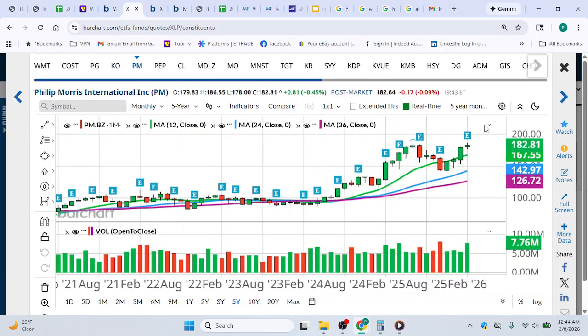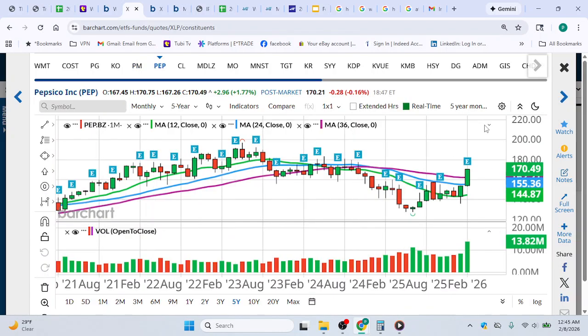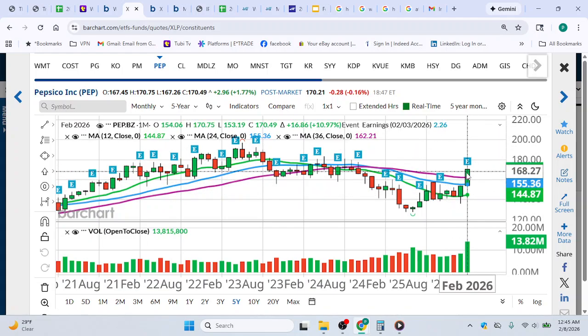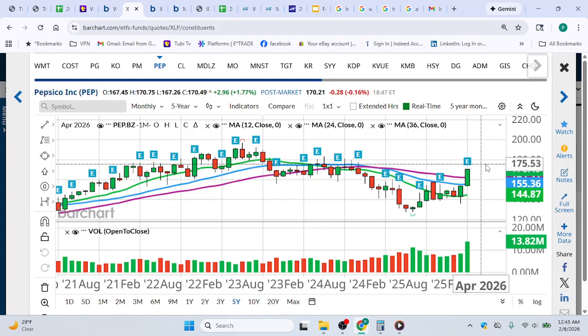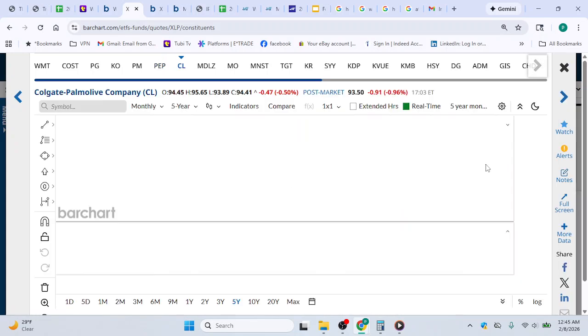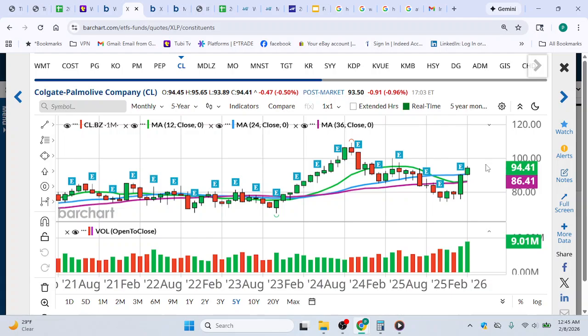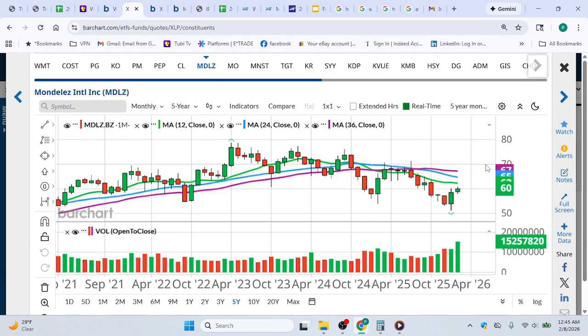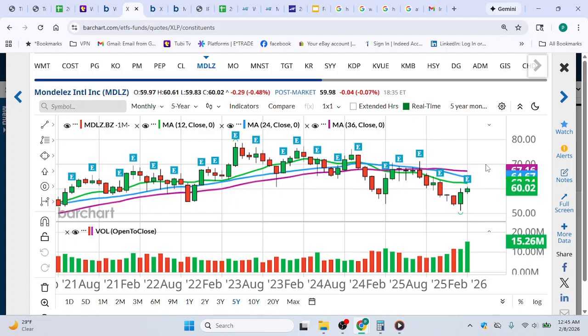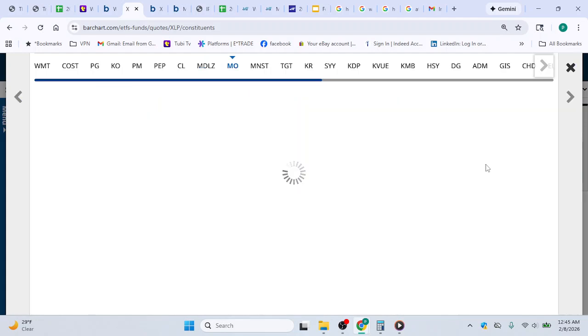I'll just go over a few more and then we'll end this video. Philip Morris looks pretty good. Pepsi was in a long-term downtrend. It looks like investors and buyers are looking for value, and definitely there's some money flowing into Pepsi there. More of a bottoming chart. Colgate-Palmolive, similar looking chart to Pepsi. Mondelez Company still in a downtrend, so a little bit of relative weakness there in Mondelez.